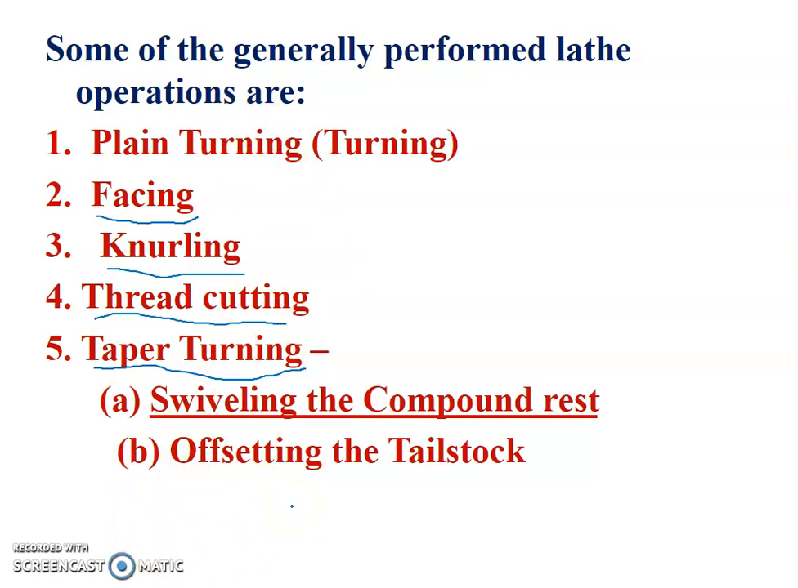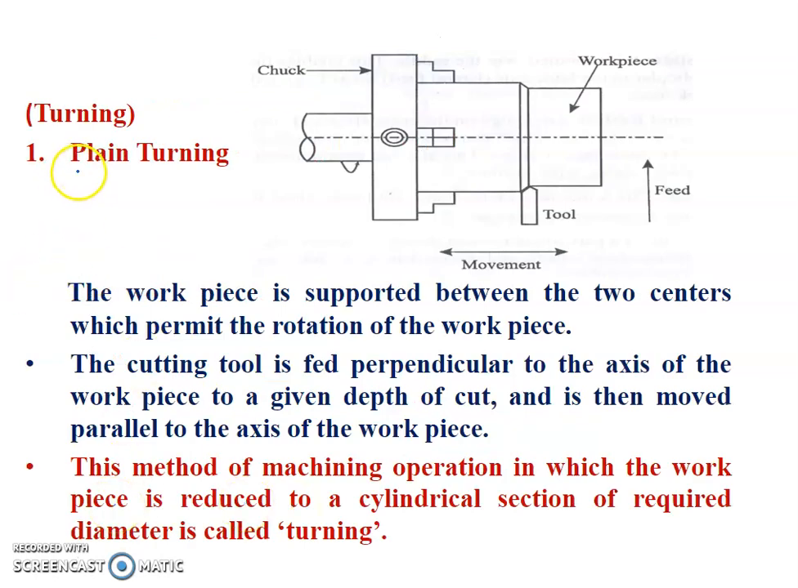So now we'll go to the next slides. The first operation is plane turning. It's also simply called the turning operation. In this operation, the workpiece is supported between the two centers, which permit the rotation of the workpiece. The cutting tool is fed perpendicular to the axis of the workpiece to a given depth of cut and is then moved parallel to the axis of the workpiece. This method of machining, in which the workpiece is reduced to a cylindrical section of required diameter, is called turning.